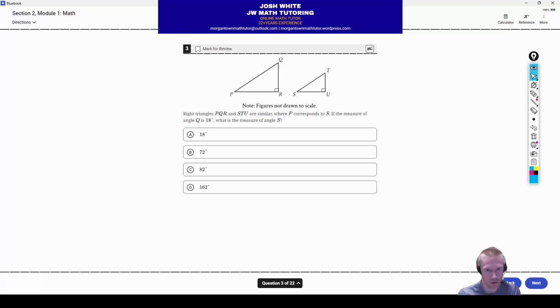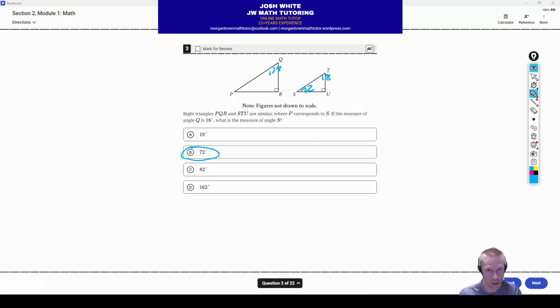Here we have 2 triangles, which are similar. They're also right triangles, and they tell us which angles correspond to each other. So since we know that Q up here is 18 degrees, that means that P, which corresponds to it, will also be 18 degrees. Therefore, the measure of S is just going to be 90 minus 18, which is going to be 72, or you could technically do 180 minus 90 and 18, i.e. 180 minus 108 and get it that way. So however you want to look at it, angle S is going to be 72 degrees.